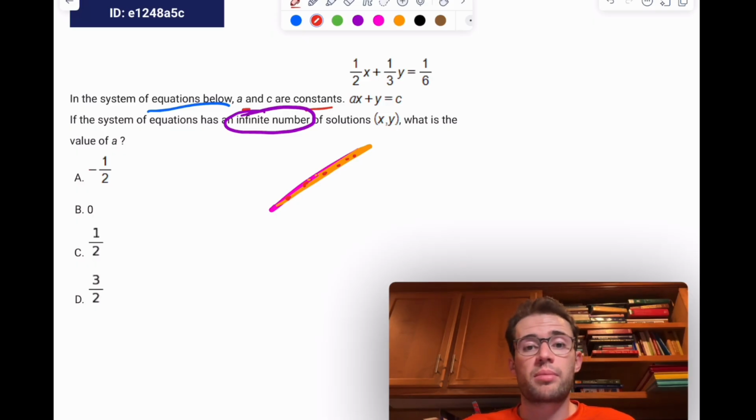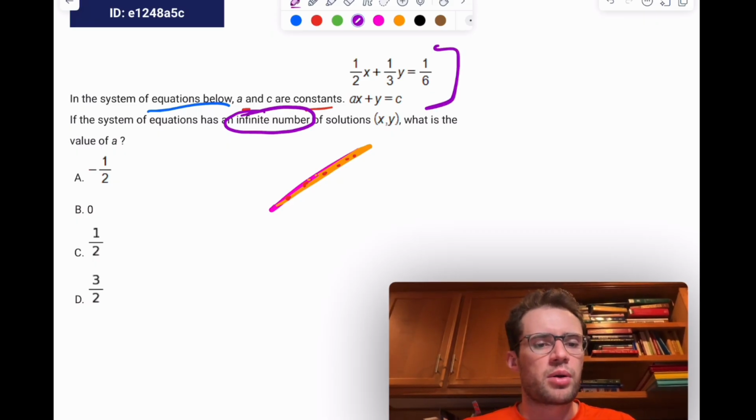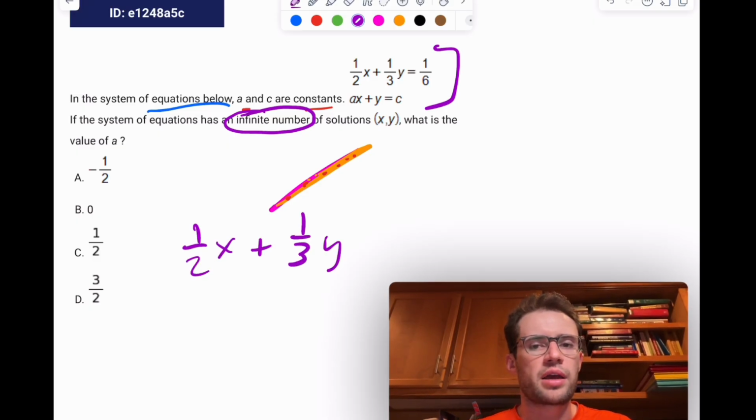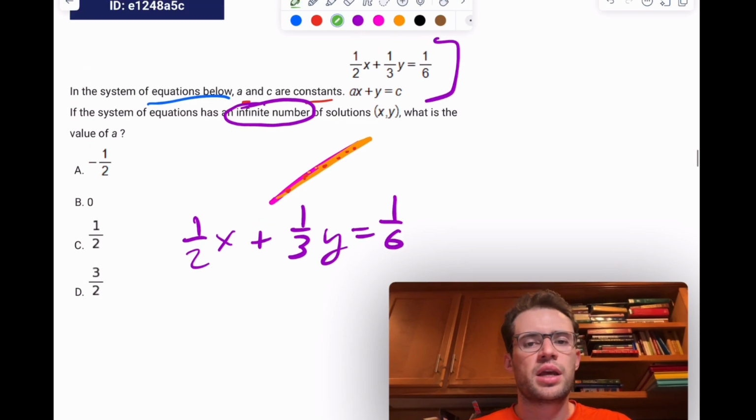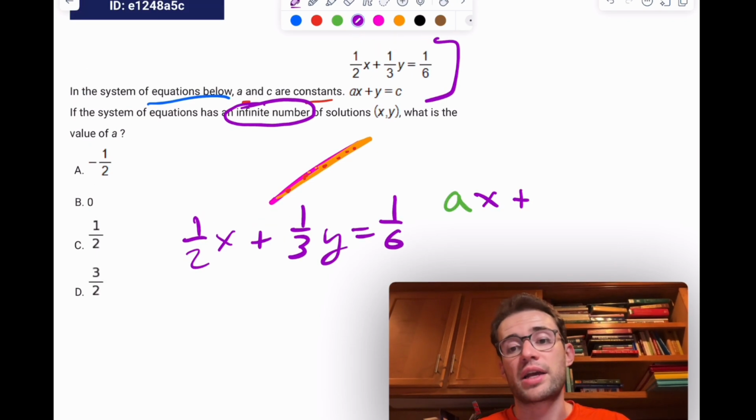But I guess we only have to worry about the a value, which is kind of nice here. Well, the two equations they gave us, we have them here. I'm going to rewrite them though. We have 1/2 x plus 1/3 y equals 1/6. And our other equation is a times x plus y, so it's like 1y, is equal to c.